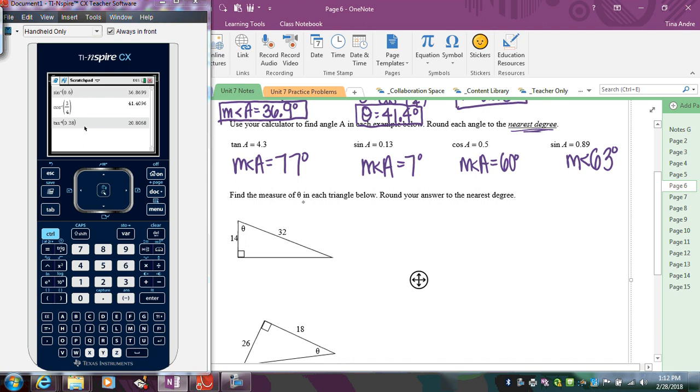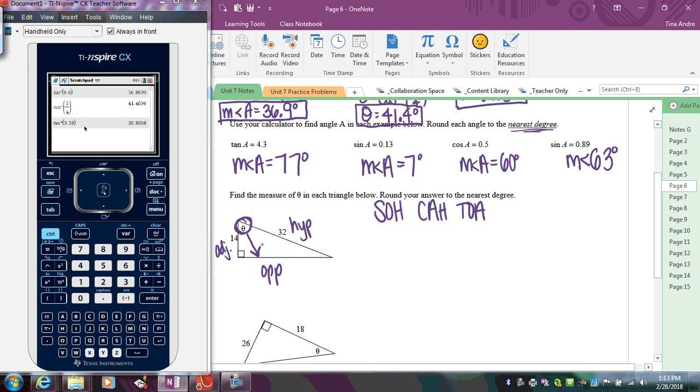So I want to find the measure of theta in each triangle, and we're going to round to the nearest degree. To do this, I'm going to use a method similar to what we saw when we were finding the unknown sides. Here's SOHCAHTOA, here's our different ratios. Let's look at theta, what we're trying to find, and label everything with respect to that theta. So this is going to be our opposite, this is our adjacent, and our hypotenuse will always be the side across from the right angle.